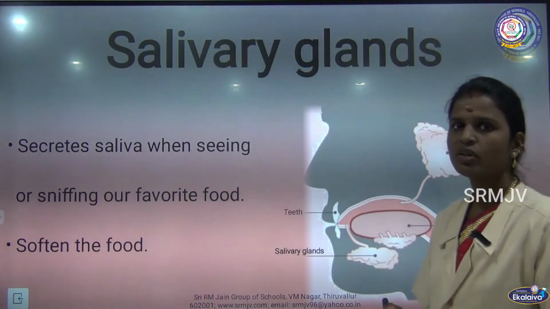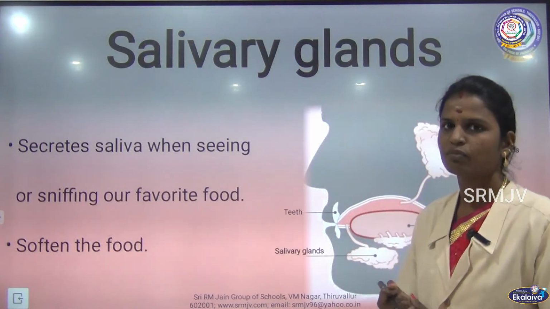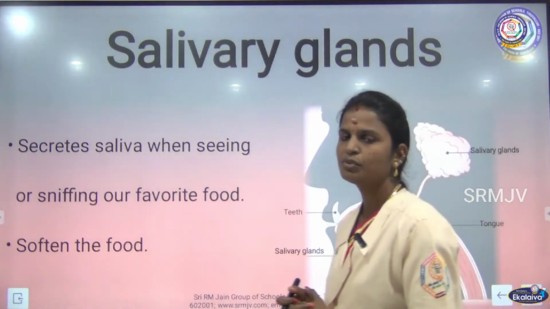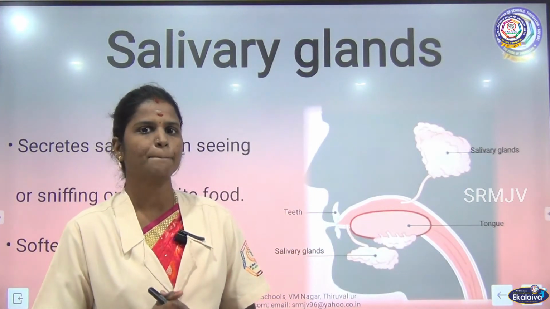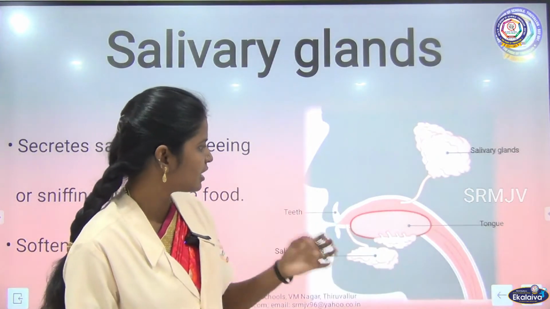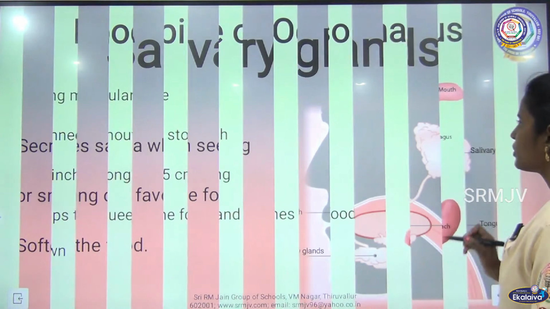And next, let us see about salivary glands. Salivary glands help to secrete saliva. Saliva is one of the digestive juices, and it helps in partial digestion of food inside the mouth. This is the picture of the salivary glands.